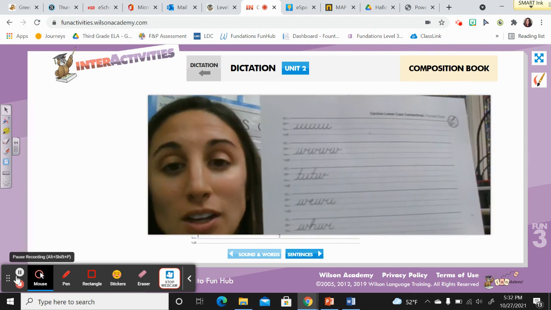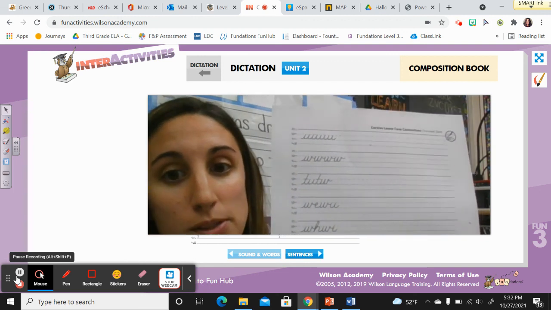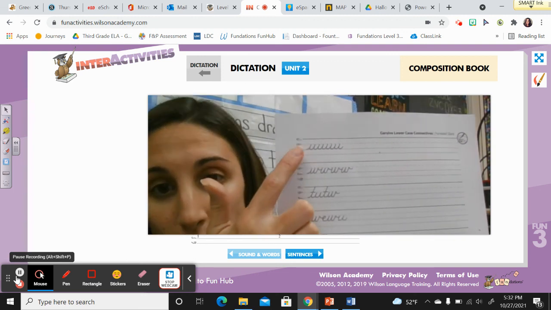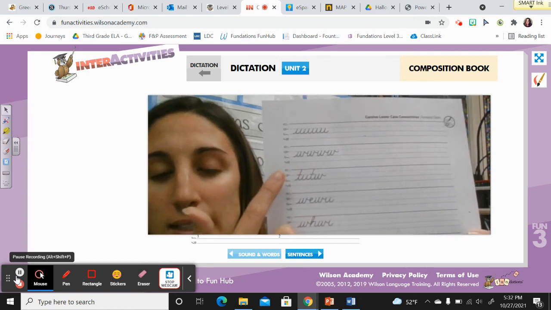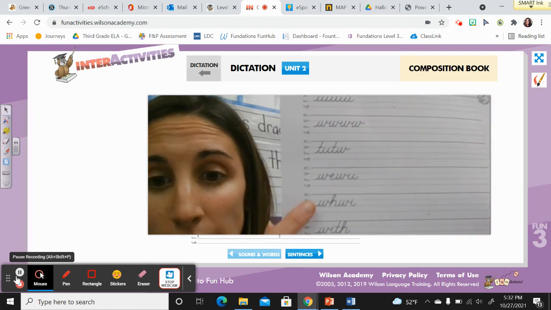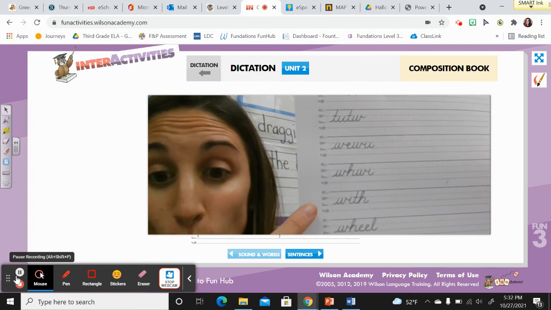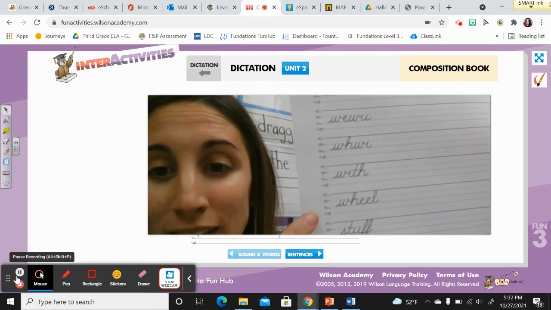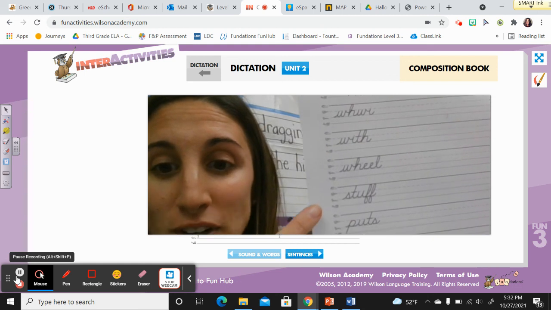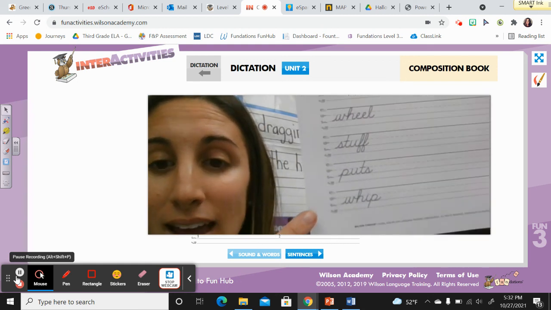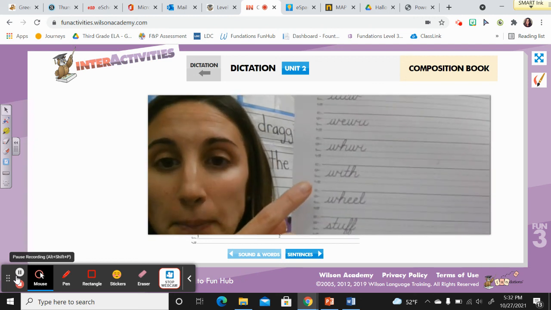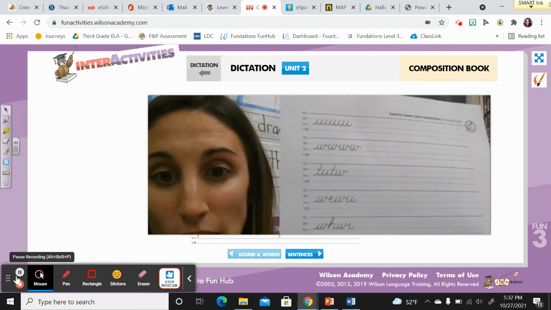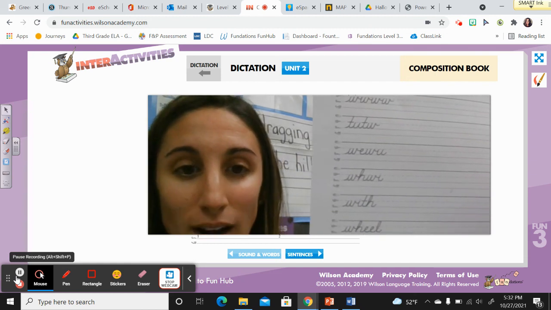Okay, I wanted to show you the last thing we did today in class was practice our cursive lowercase u's, lowercase w's, and we did write some connected words like tutu. Let's look down here. Oh, with, wheel, stuff, puts, and whip. So if you want to rewind the video and look at them and try to practice writing those words at home, I think that's a really good idea.